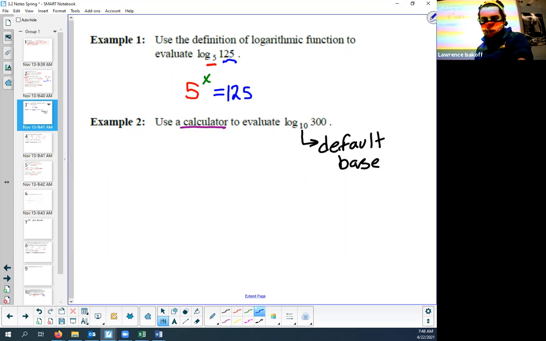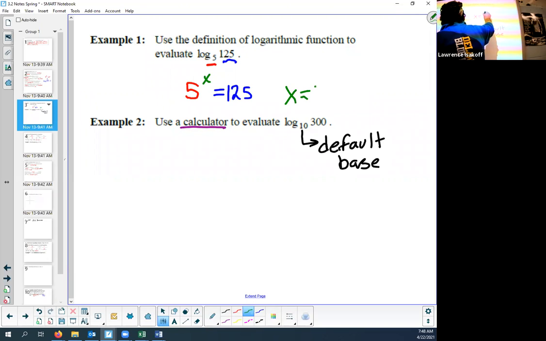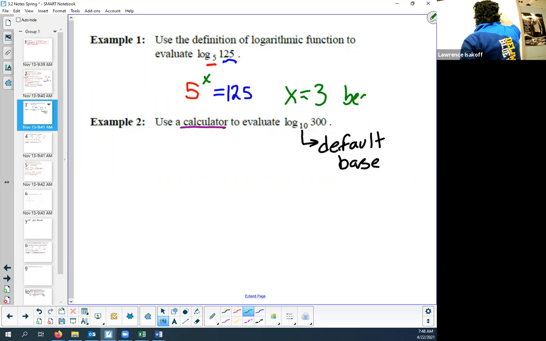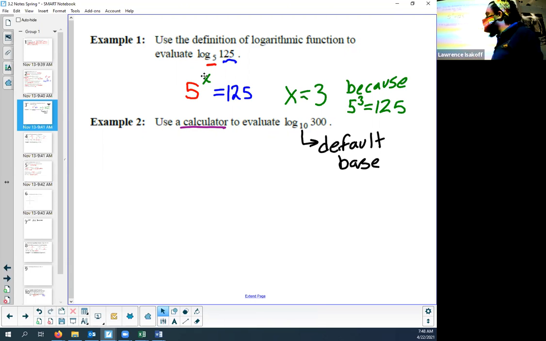So there we go. Got Obadiah in the chat saying, oh, it's 3. He's absolutely right. So yeah, our answer here is x equals 3 because, now you do not need to write this because part. I'm just writing this for more explanation because 5 cubed equals 125.